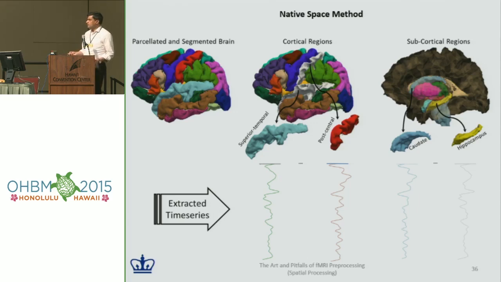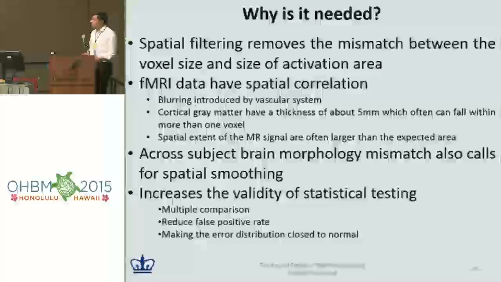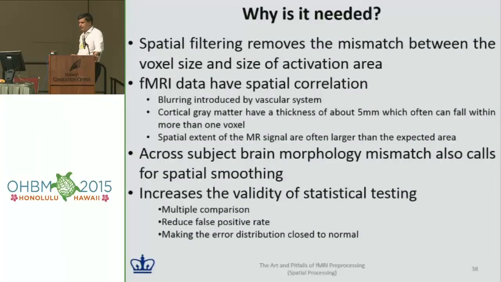For example, this is superior temporal. As far as I know, superior temporal has like, I don't know, 20, 30 functional units in it, but it's averaging all of them. If you're not interested in this ROI, you have to come up with a different ROI parcellation to be able to extract these things. Anyway, the last one is smoothing. Why do we need smoothing? Because spatial filtering removes the mismatch between the voxel size and the size of the activation area.